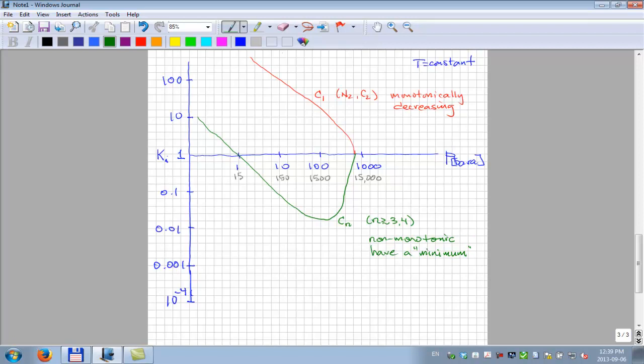Okay? And what is a minimum? A minimum, in this case, is a good thing or a bad thing? It's a good thing, right? So we're going to try to play a little bit off of that minimum, if we can. Now, unfortunately, it's at a relatively high pressure.